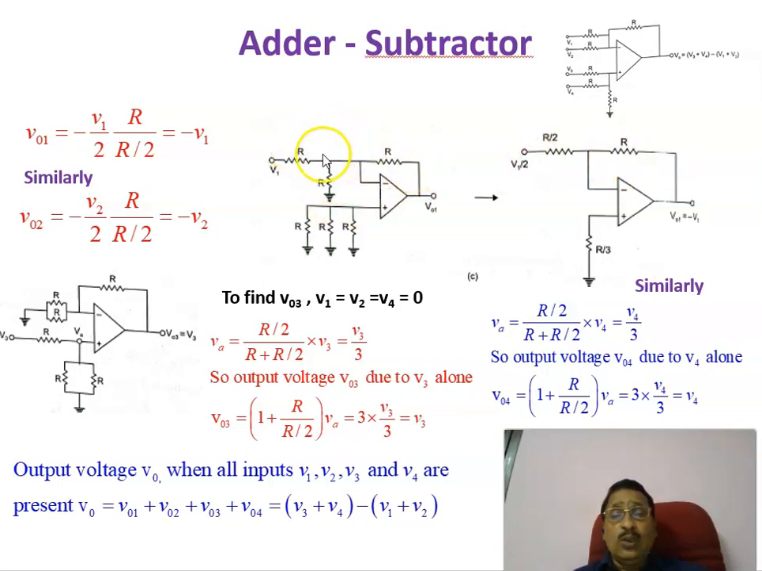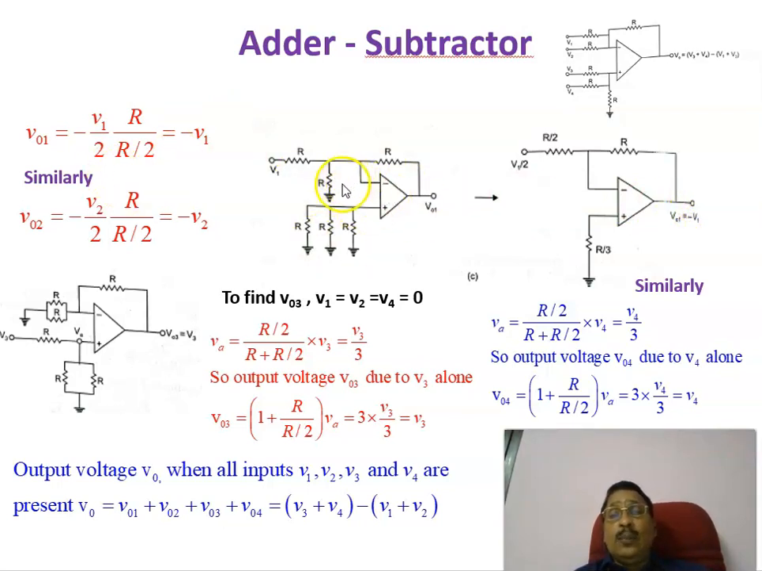Therefore, R into R divided by R plus R, or R squared divided by 2R, is equal to R by 2. Therefore, this equivalent circuit has V1 by 2 with R by 2, and there is a feedback resistance R. This is an inverting amplifier configuration, so the output voltage is equal to minus R divided by R by 2 into V1 by 2, which is equal to minus V1. Therefore, V01 is equal to minus V1.